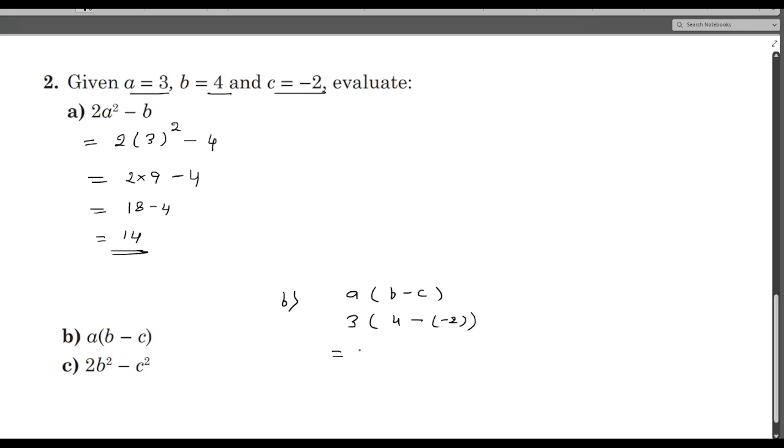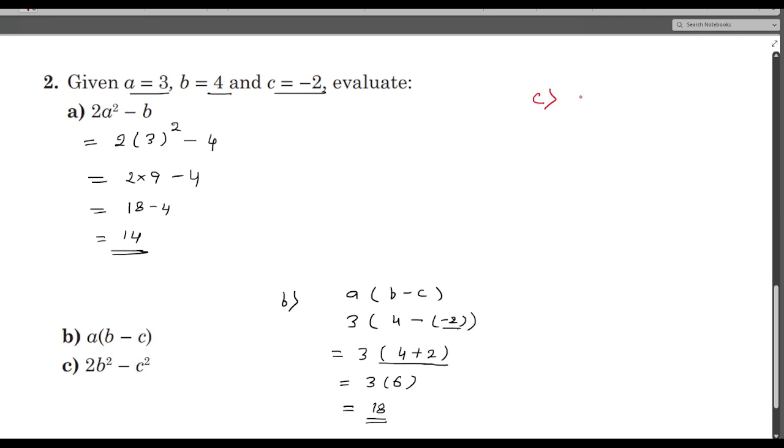So this equals 3 times, and now this becomes 4 plus 2. You must understand that when we are subtracting a negative number, we are basically adding. So it's 4 plus 2. So this is 3 times, and I will simplify the bracket first. 4 plus 2 is 6. So this is 3 times 6, which is 18.